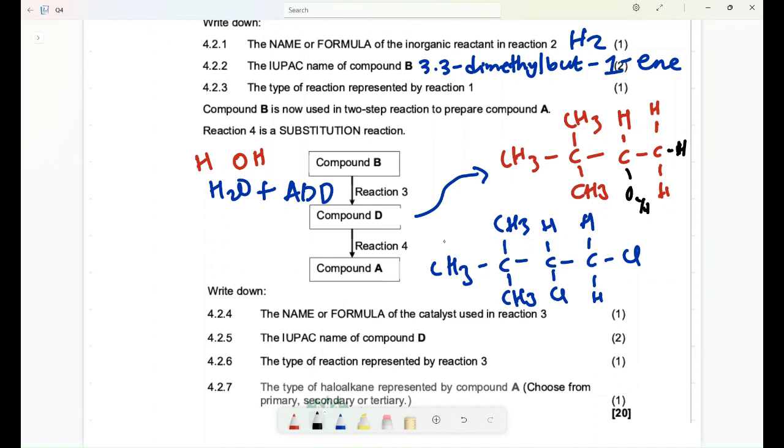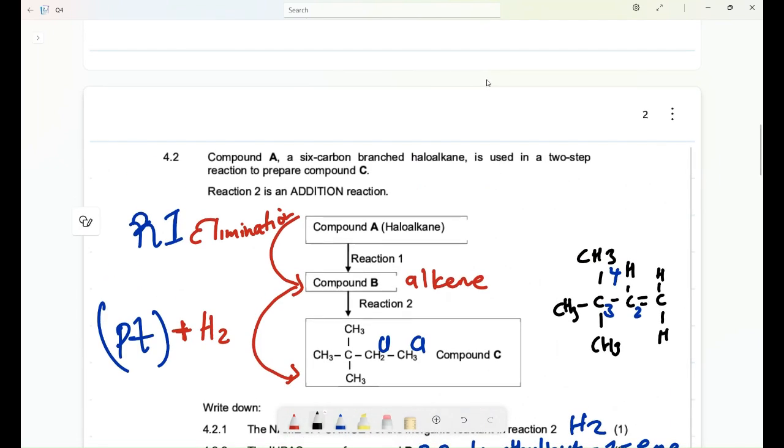I can substitute, huh? Substitution reaction. So it means here I can use maybe something like HO. Remember, I want compound A that has only Cl. So what I can do here is, I want you to see something. Compound A, haloalkane, elimination.